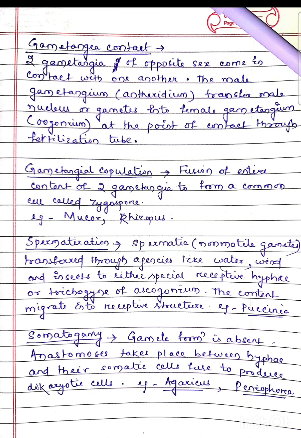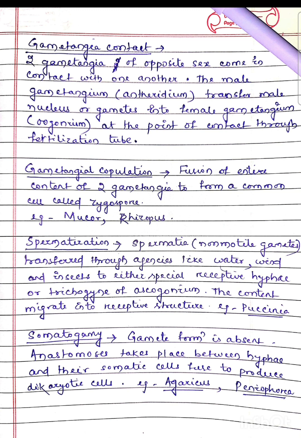Then sometimes gametangial contact will occur. Two gametangia of opposite sex come in contact with one another. Antheridium transfers male gamete into the female gametangium or oogonium at the point of contact. Sometimes gametangial copulation occurs. Fusion of the entire contents of two gametangia occurs to form a common cell called zygospore. Then spermatization: spermatia, which are non-motile gametes, are transferred through agencies like water, wind, insects to either special receptive hyphae or trichogyne of ascogonium, the female sex organ. The content migrates into the receptive structure, as seen in Poxinia.